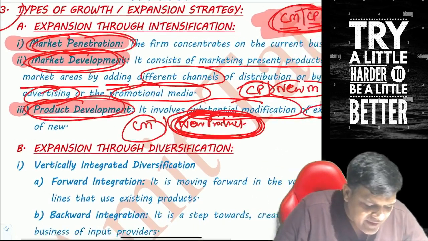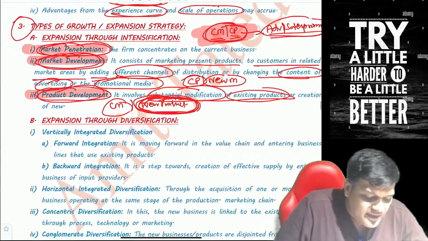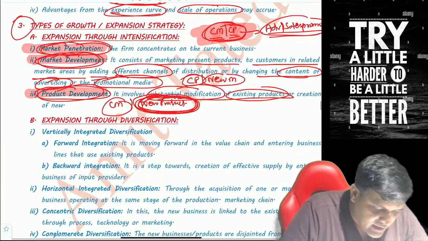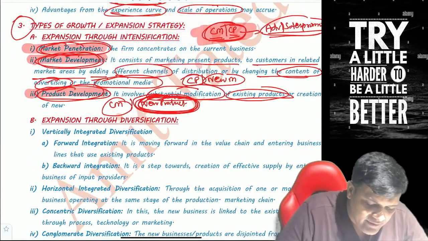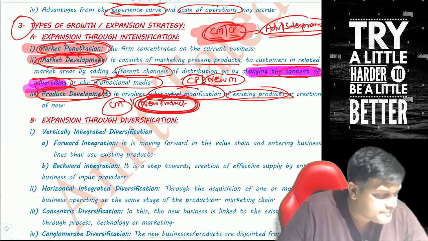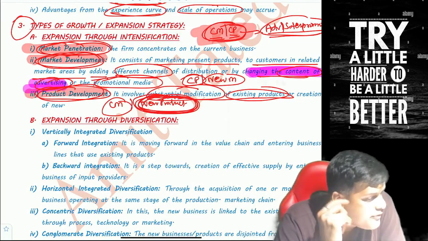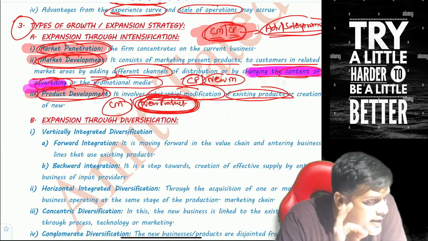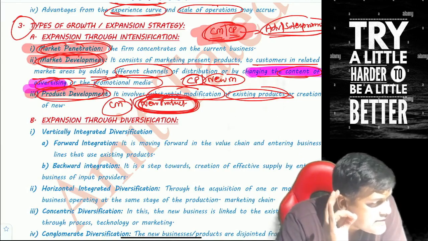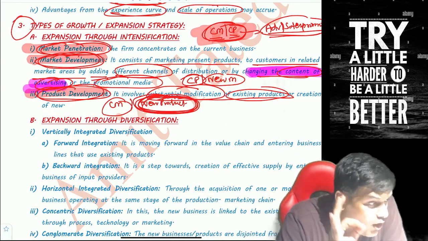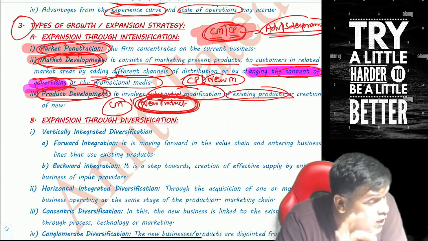Changing the content of advertising, understood? Everybody understood? Okay, now I am doing an ad. Please listen carefully. I am doing an ad on Instagram. I am always doing the ad on Instagram. Now I am doing the ad on Telegram.